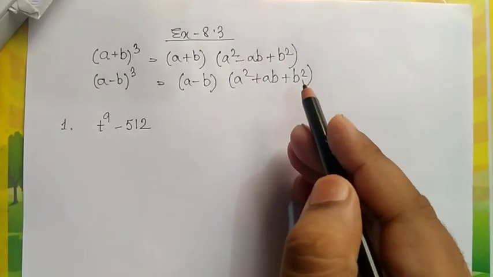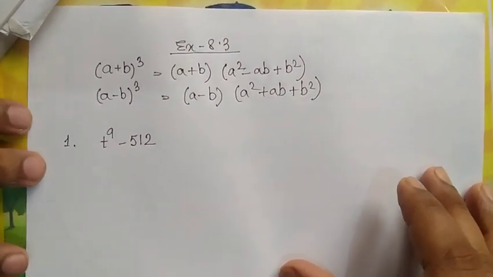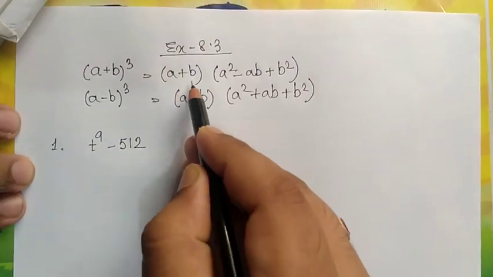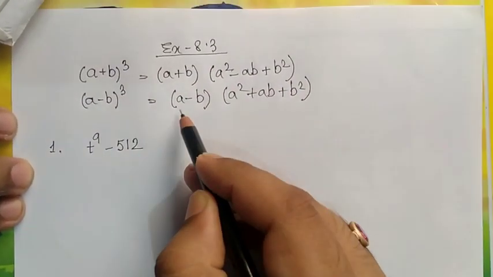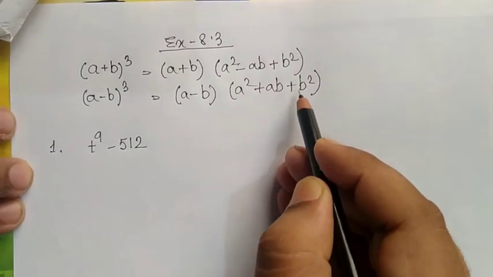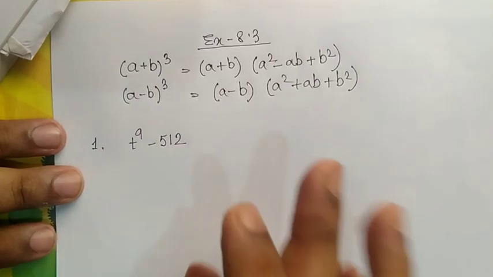Now this is chapter number 8.3. First of all, we have to deal with two formulas: a plus b whole cube equals a plus b, a square minus ab plus b square, and a minus b whole cube equals a minus b, a square plus ab plus b square. So the first sum is t to the power 9 minus 512.